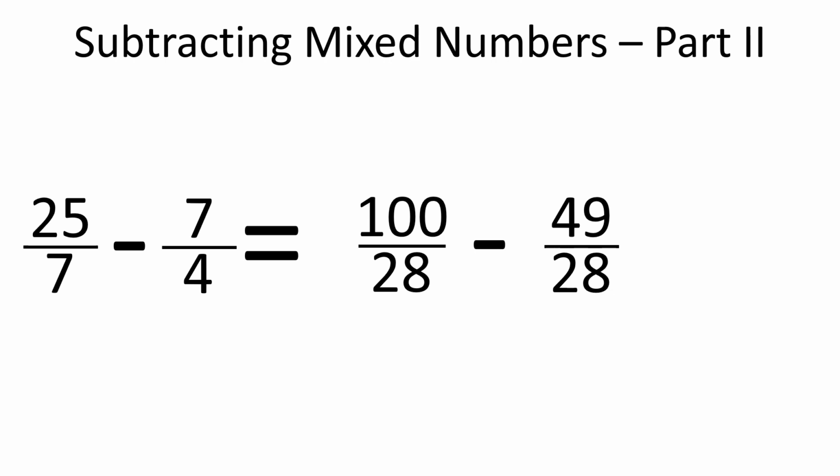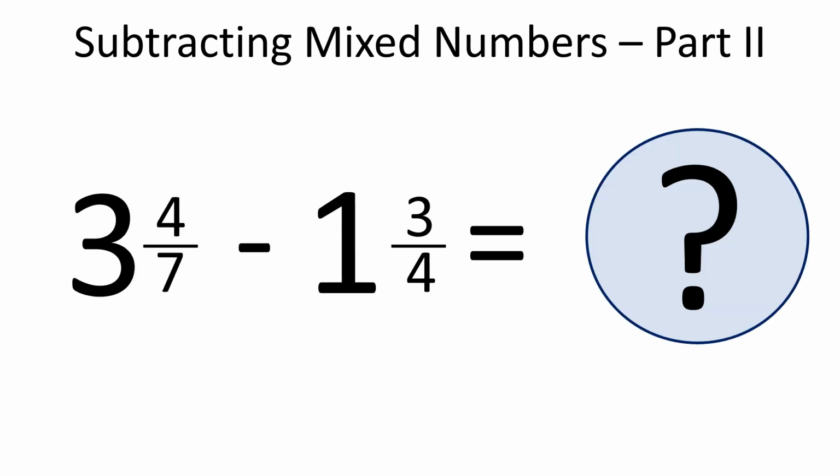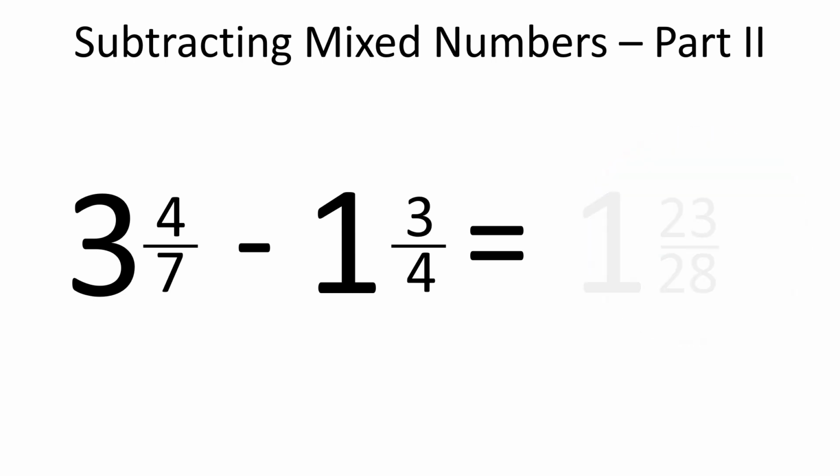Now we can subtract numerators. So 100 minus 49 is 51. So we have 51 over 28, which is an improper fraction, or 1 and 23 over 28 in the simplest form. So 3 and 4 over 7 minus 1 and 3 over 4 equals 1 and 23 over 28.